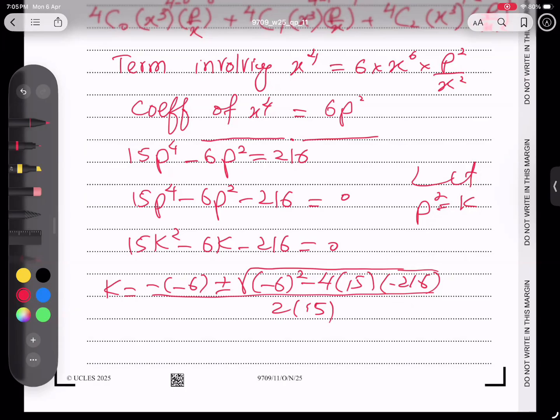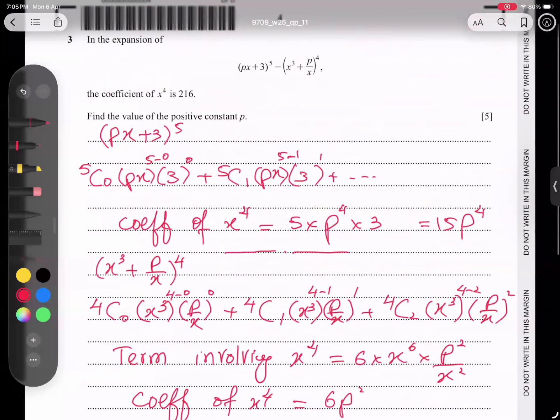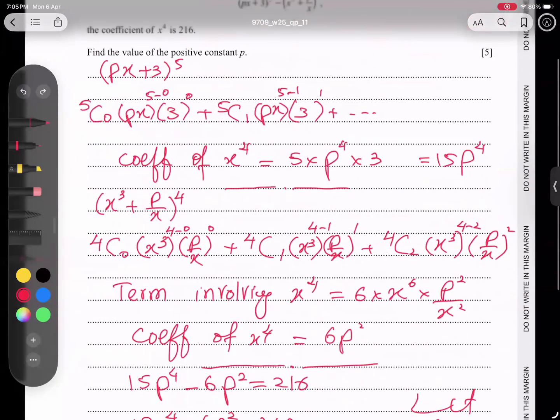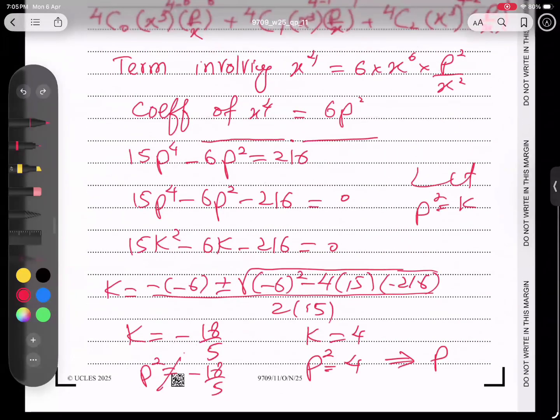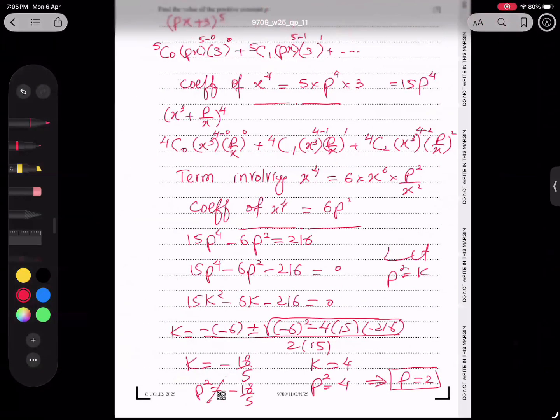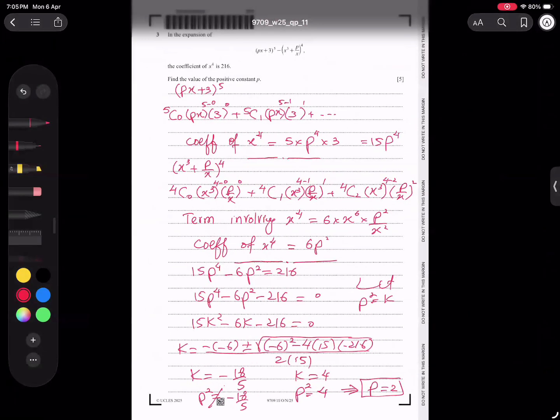So when I check it, I got two answers of k, negative 18 over 5 and 4. When I plug it in here, it is not possible, because p squared would equal a negative, and when I take a root, it is not possible to calculate. But when I take it here, it will give you positive and negative 2. But we have to look on top. Maybe he has given a positive constant here. So basically I'm getting positive and negative 2, but as he said, positive constant, so I will take only 2. And I hope the concept of the complete question is very, very clear.